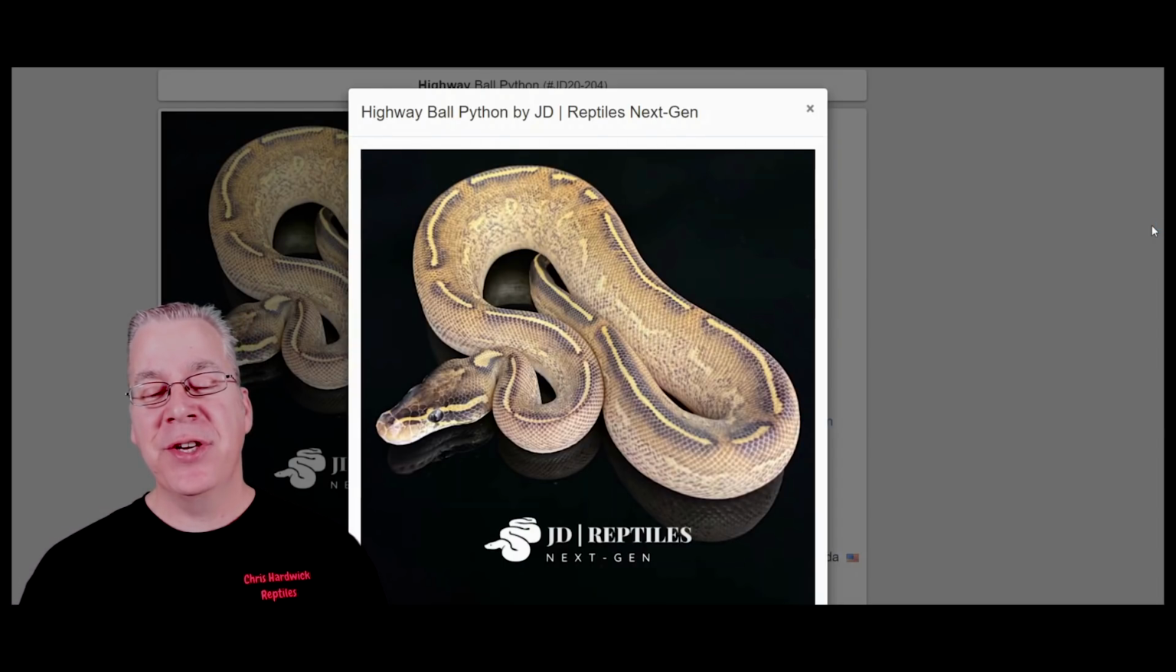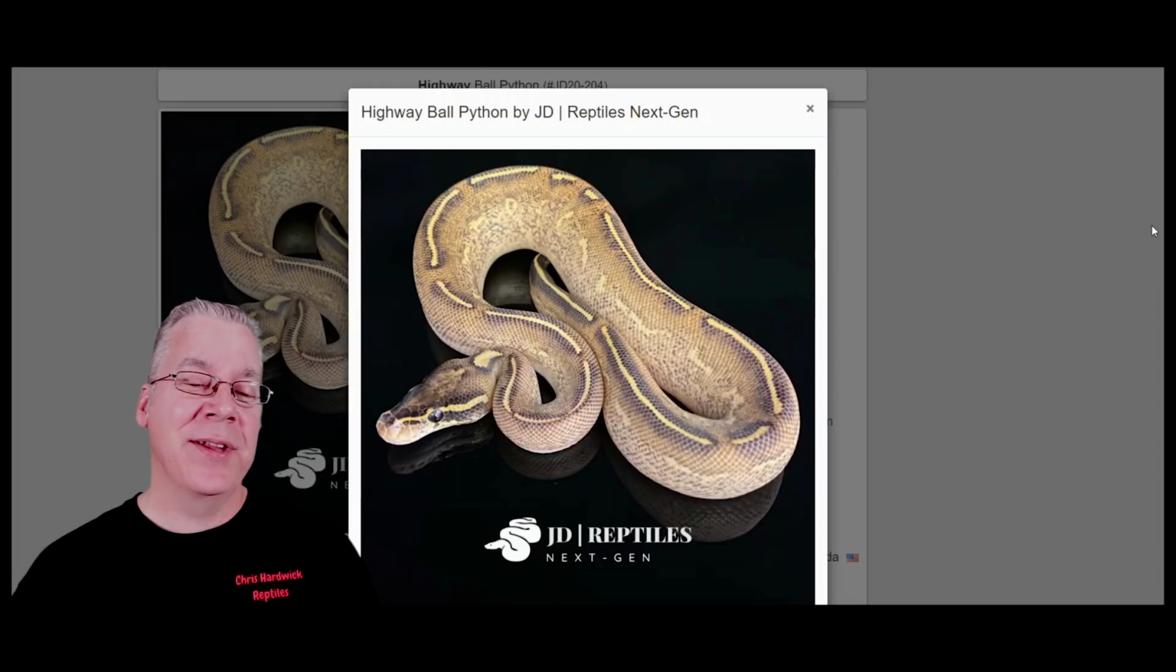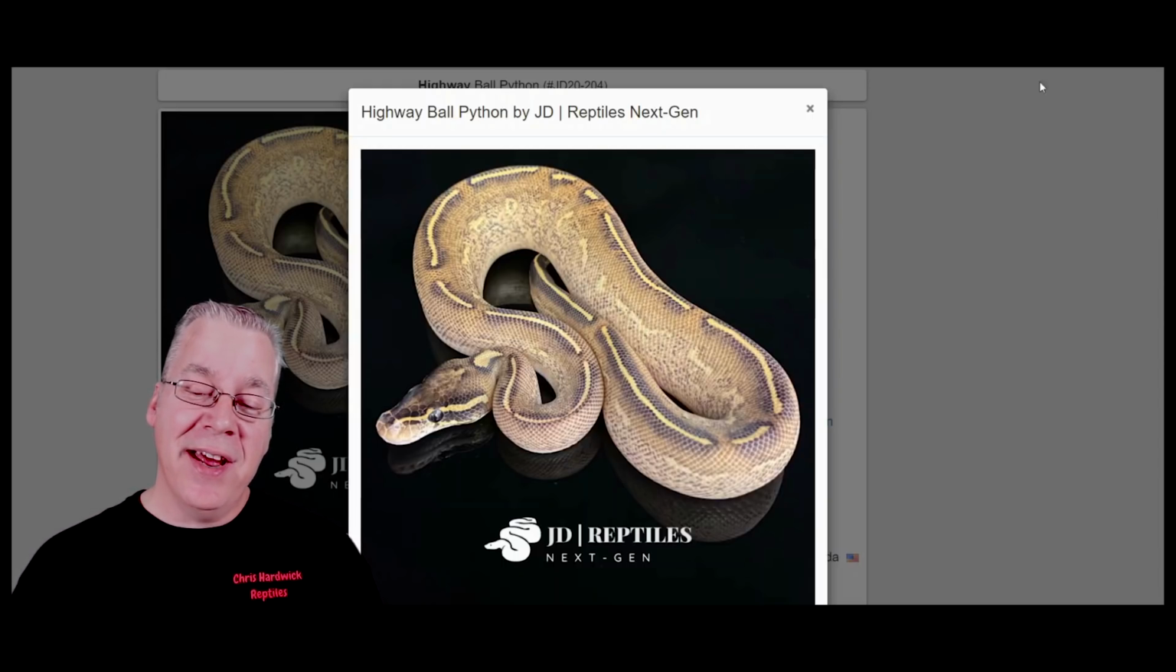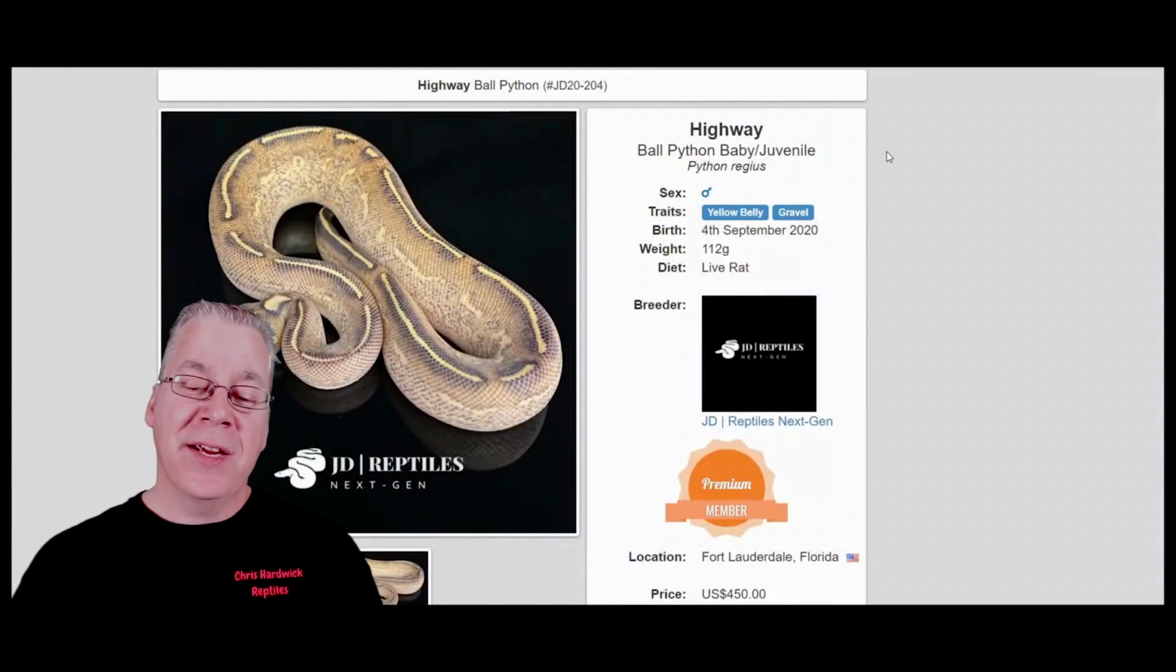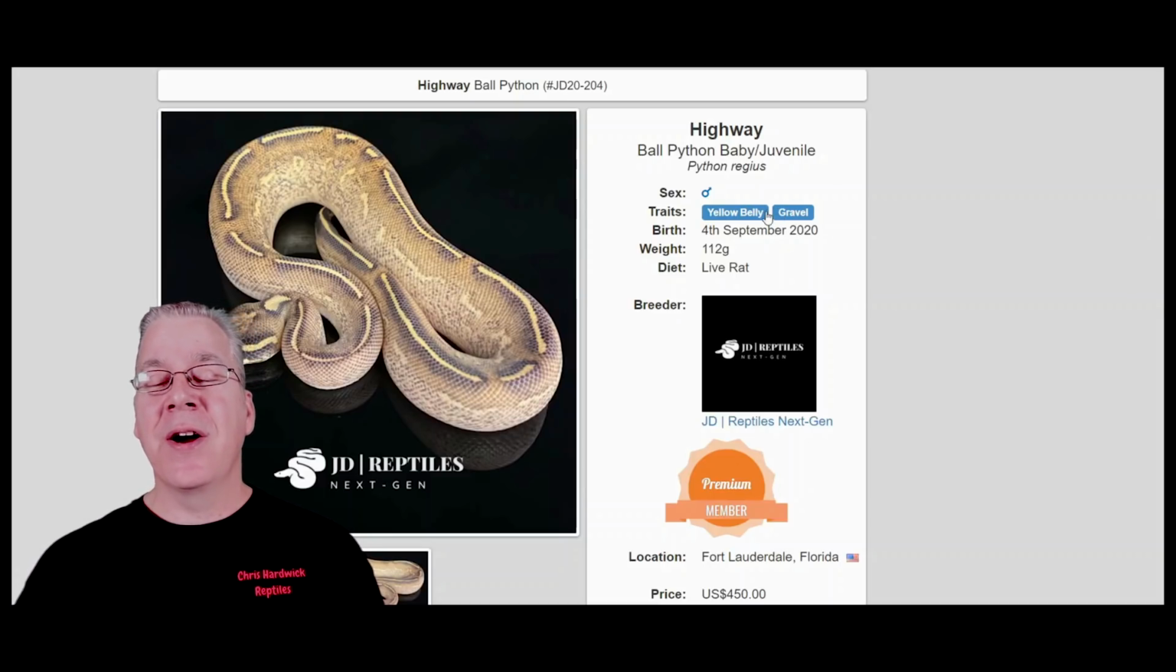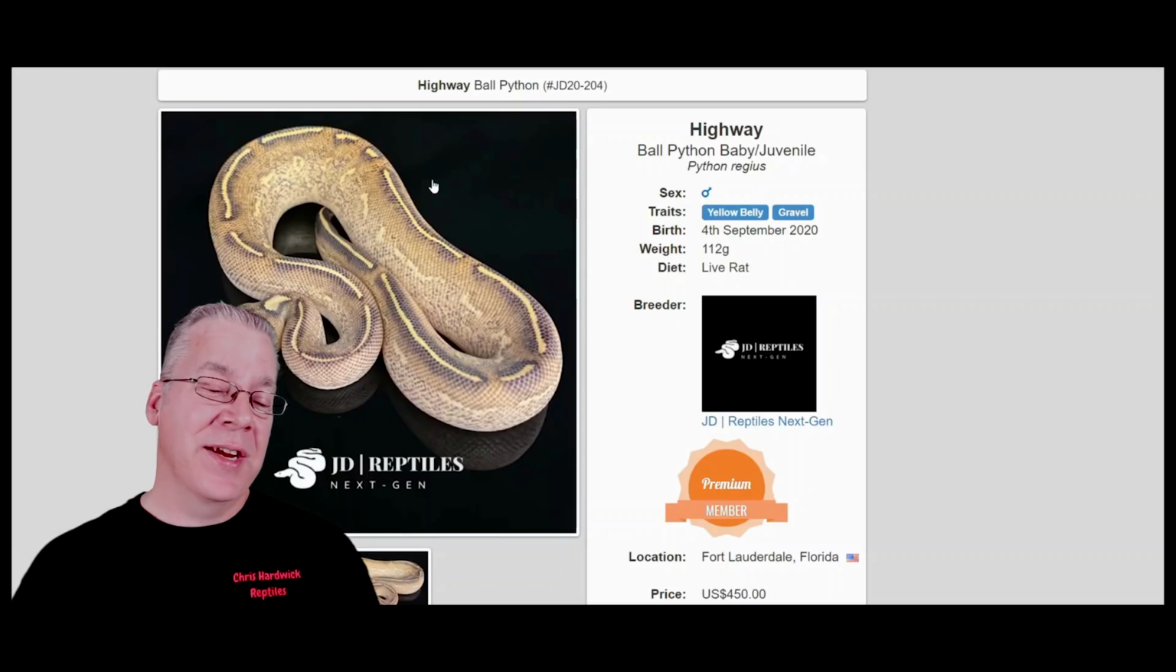And the first thing I wanted to show you is a highway. This is what a highway looks like. And if you actually look at the genetics of the highway, it consists of the yellow belly and the gravel. It's kind of interesting, if you look at the yellow belly by itself and the gravel by itself, they almost look like normal ball pythons. It's almost hard to pick out the difference between those two genes and a normal. Both of them are in the yellow belly complex, and they come together to form a really impressive looking combination.